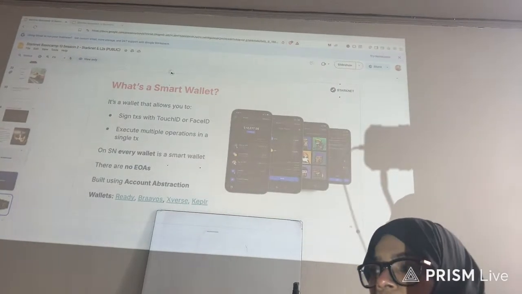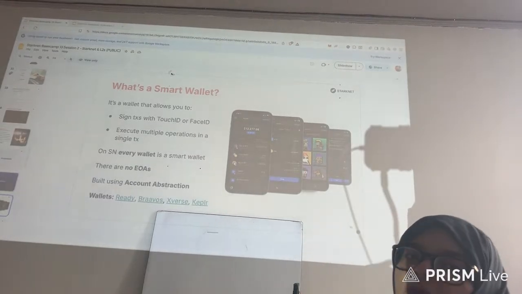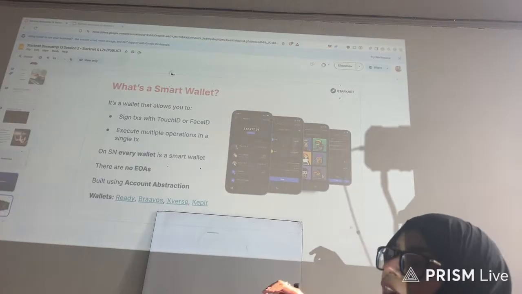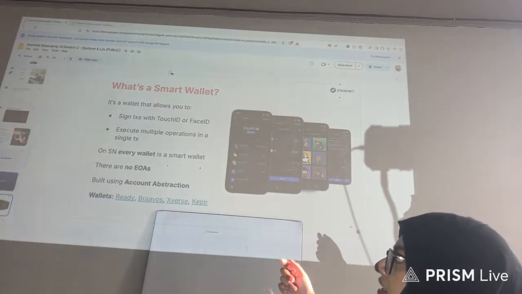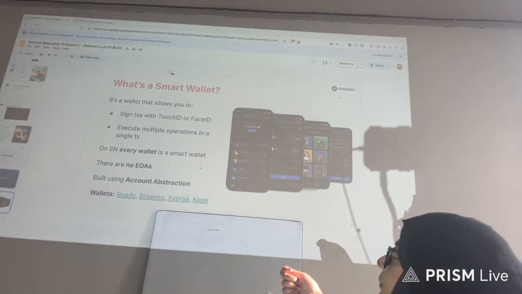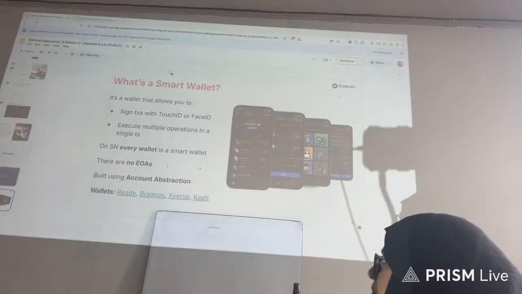Oh, we did talk about smart wallets as well, where we talked about the difference between a regular wallet and a smart wallet. A smart wallet basically allows you to sign transactions with Touch ID or Face ID, and it allows you to execute multiple transactions in a single transaction. Now on Starknet, every wallet is a smart wallet.